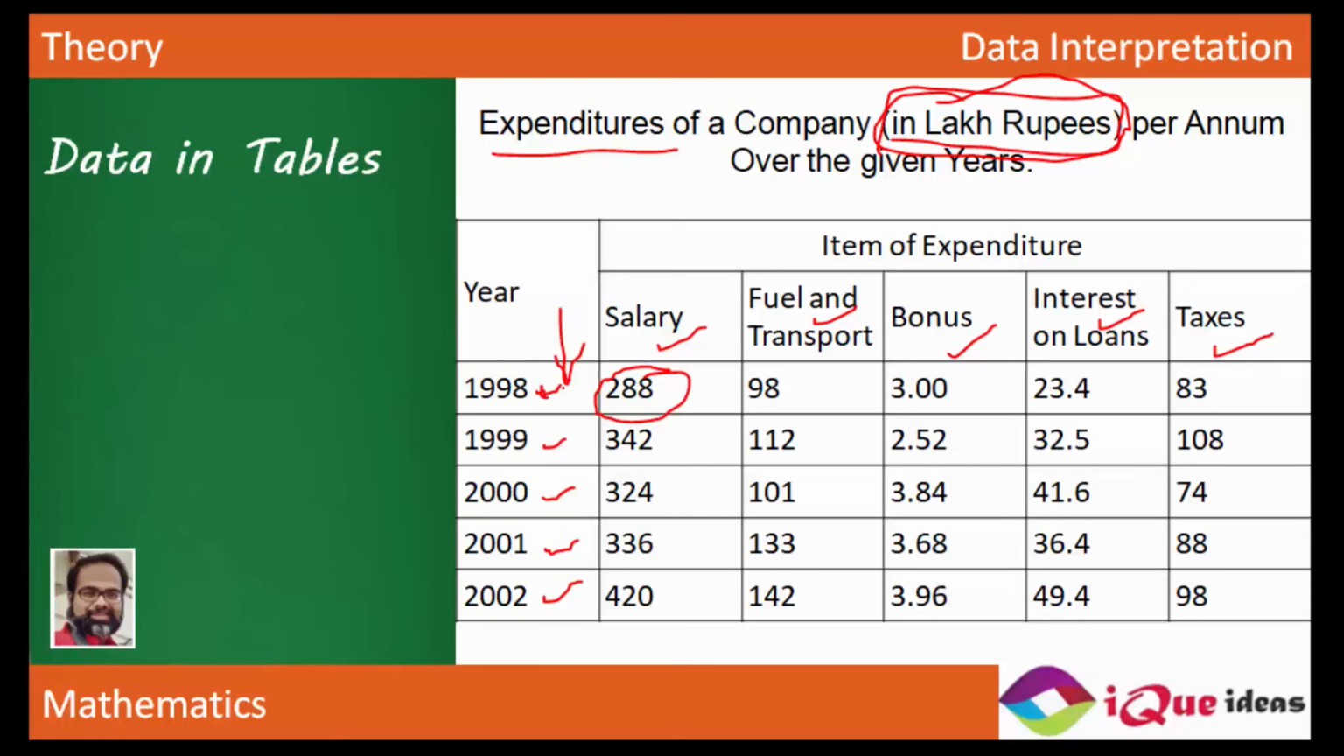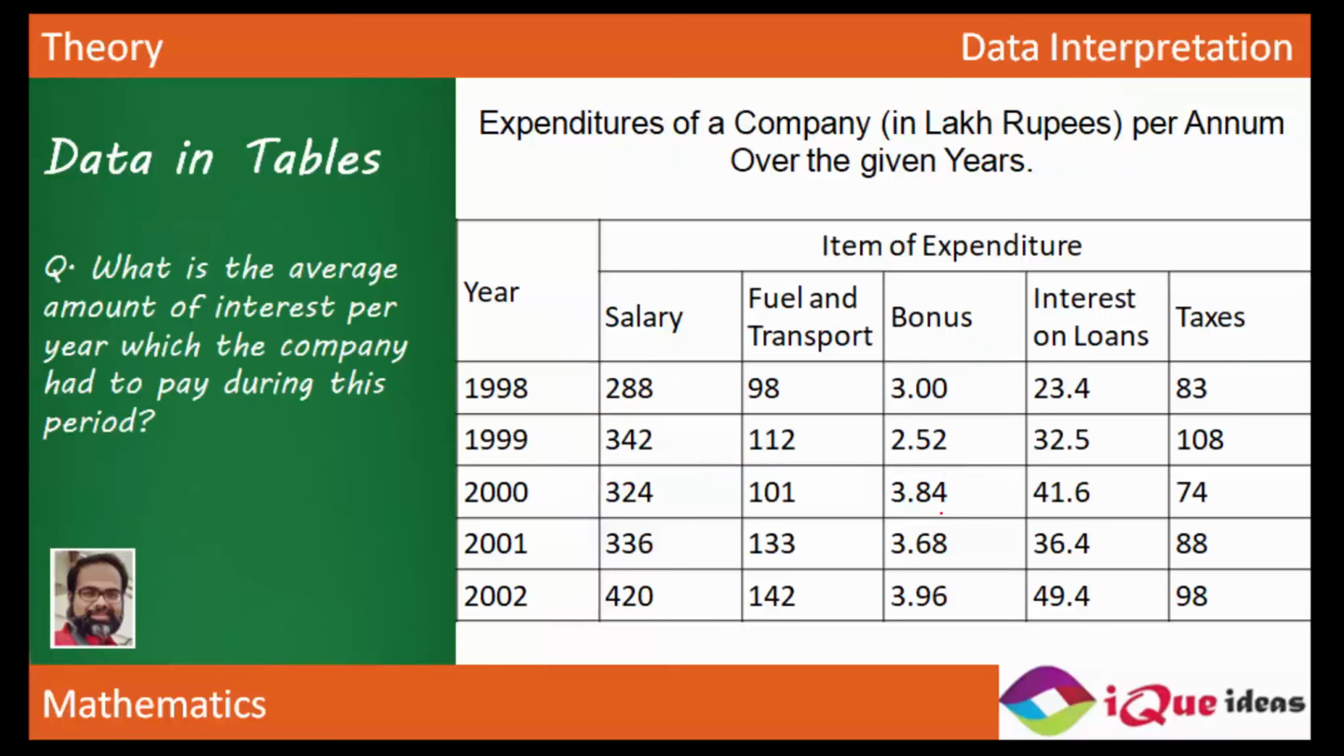So in 1998, the salary is 288 lakh rupees. In 2000, if I take a look at this particular number, then I can easily interpret that the amount spent on bonuses in the year 2000 was 3.84 lakh rupees. So now that you have all this information in a table, what type of questions can be asked? Let us take a few examples to understand that.